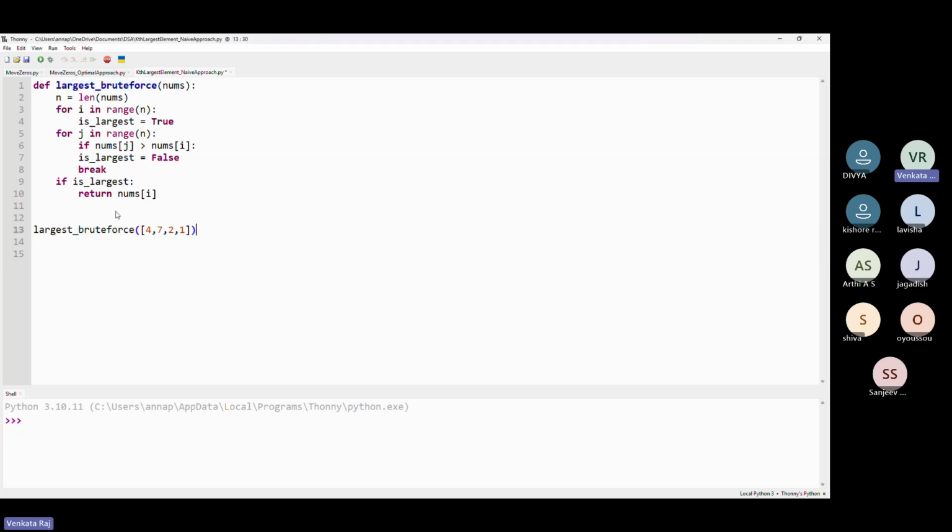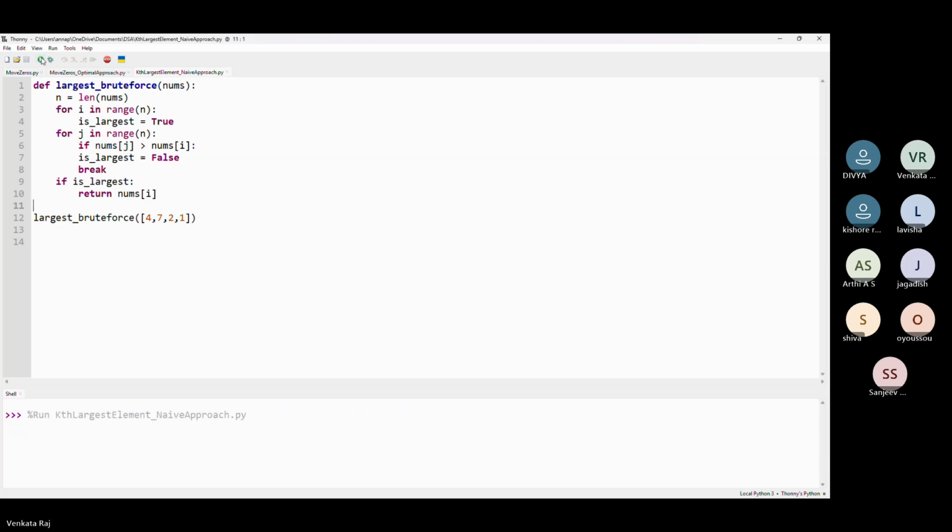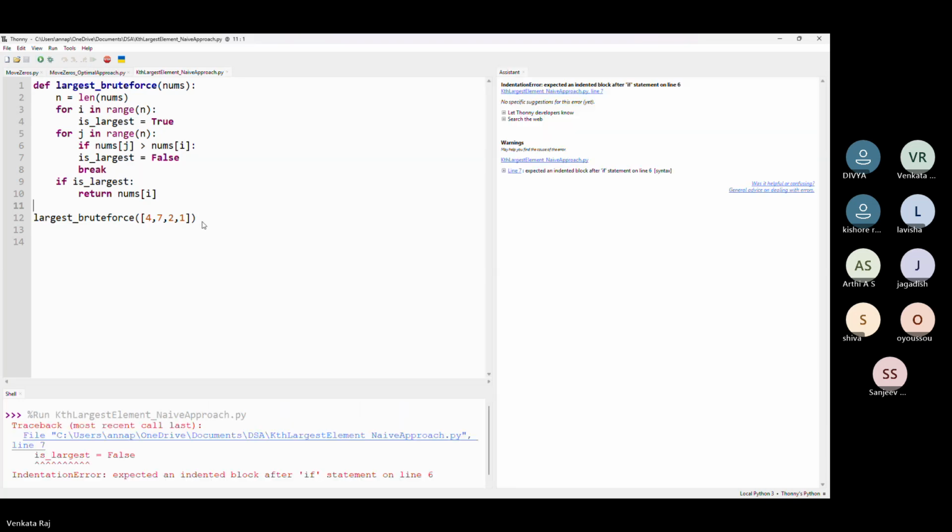First we will go through it. What is the problem? Largest element, 4, 7, 1, 2. Is it max of the array? Yes, kind of max of array.